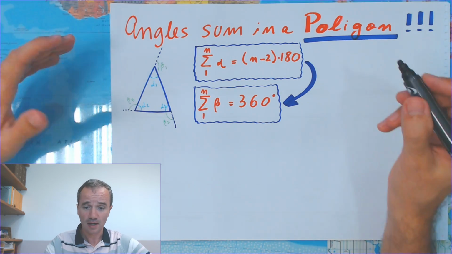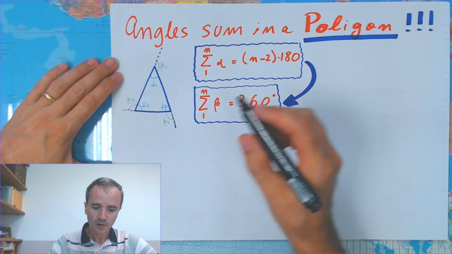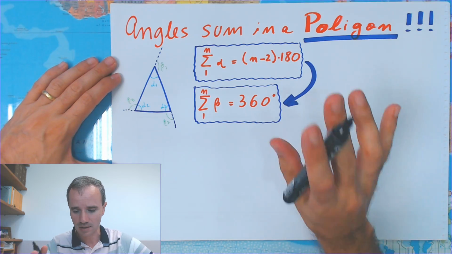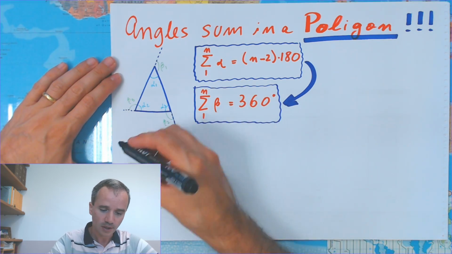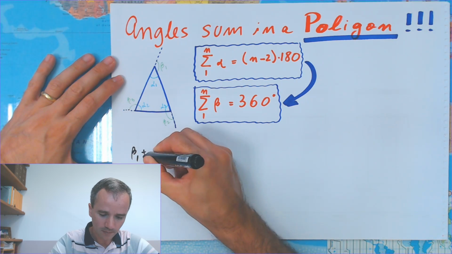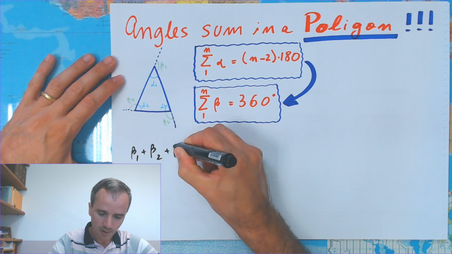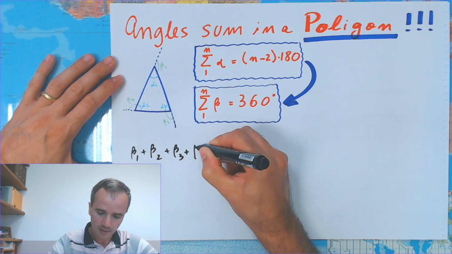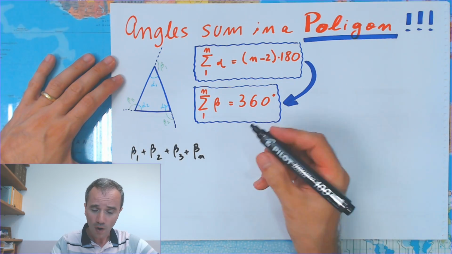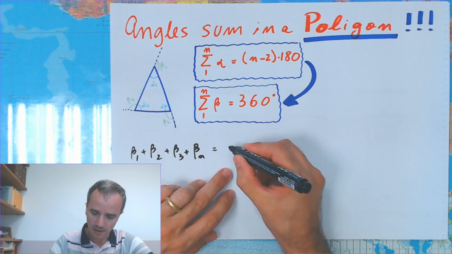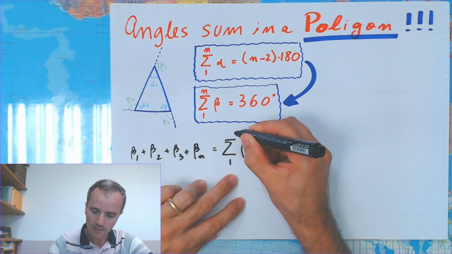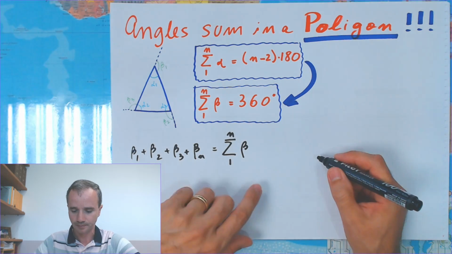Let's start with something very simple first. First let's add all the betas. We don't know it's 360 yet, we're going to prove it. So let's start like this. If we just add beta 1 plus beta 2 plus beta 3 plus beta n, n betas, what are we going to get in the end? It is just the summation of betas from 1 all the way to the last one.